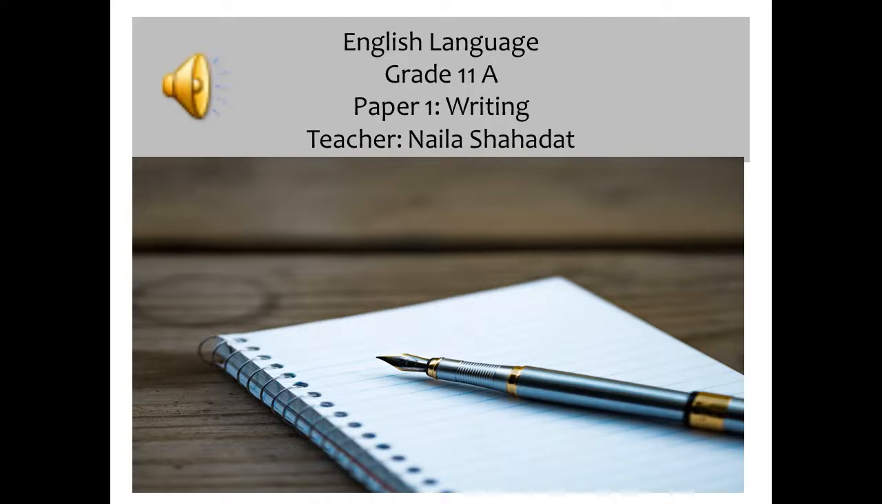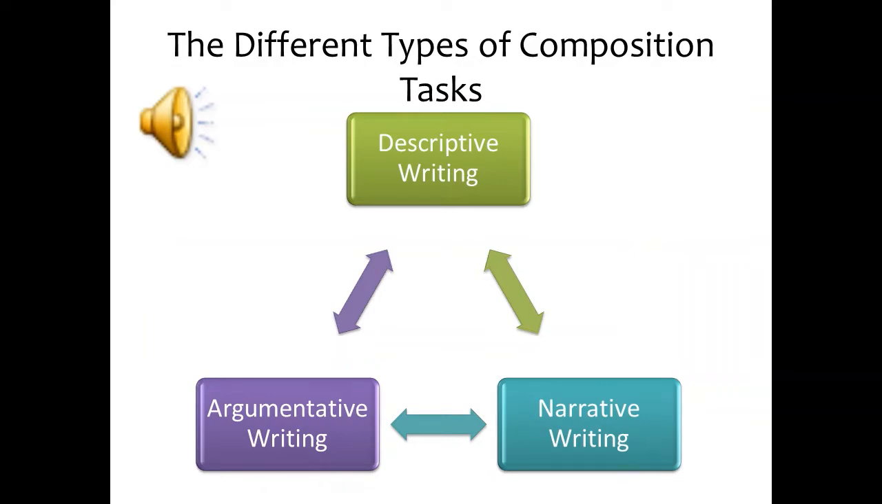By the end of this lecture, you'll be given 5 composition topics so that you could choose one out of them to write on. As we have read earlier, there are 3 types of composition tasks that we are assigned in paper 1 writing. One is descriptive writing, second one argumentative writing, the third one narrative writing.